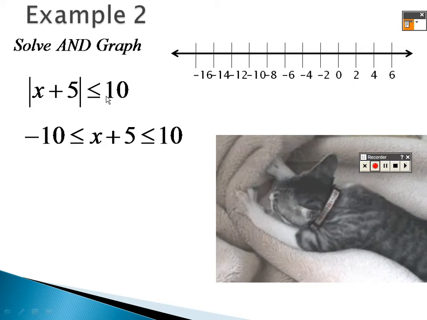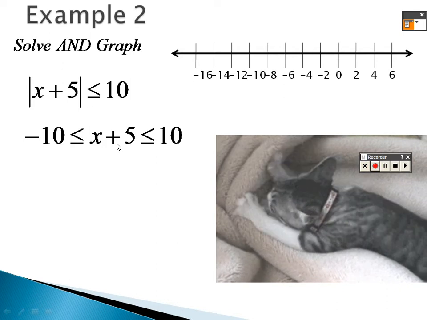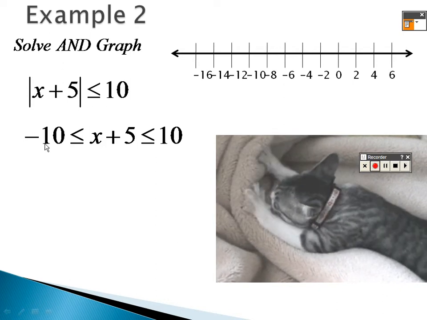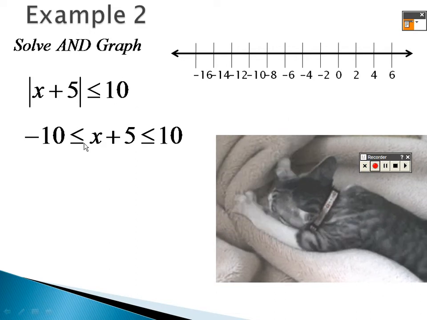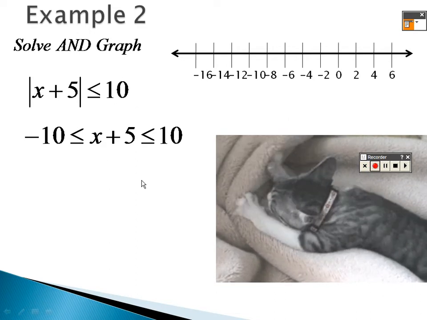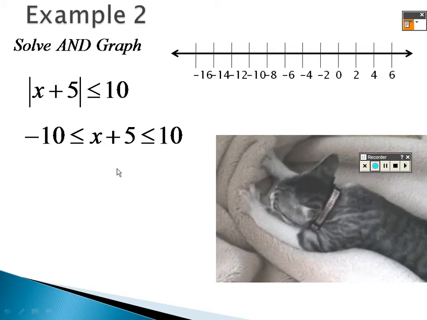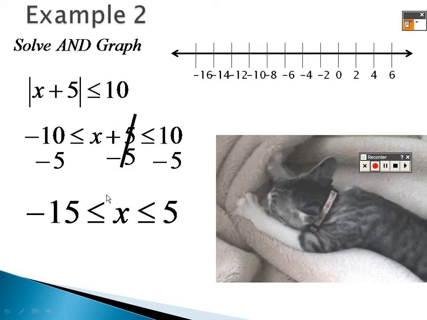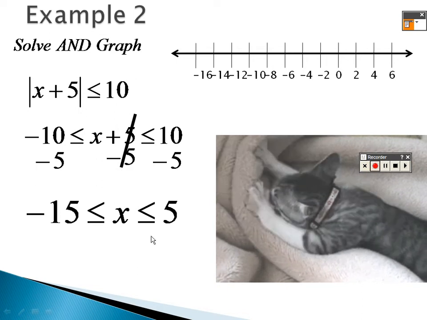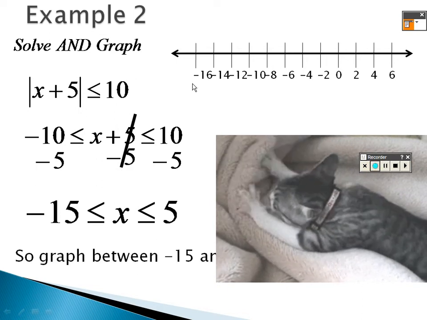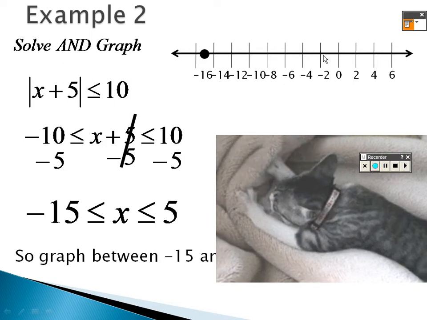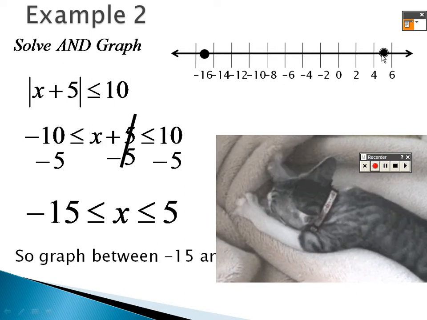But because it's less than, you make a sandwich problem out of it. So that's why I have a negative 10 on the other side and less than or equal to right in there. So remember, less than signs, you make it into a sandwich problem with the opposite on the outside. So I just subtract 5 on both sides to solve, and I get negative 15 is less than or equal to x, which is less than or equal to 5. So on here, I put a point at negative 15 and a point at 5, and you would shade in between.